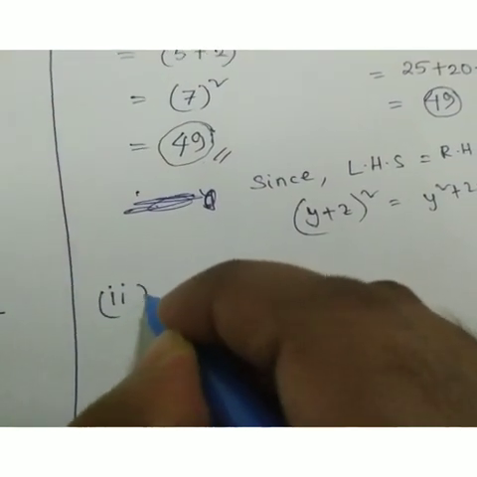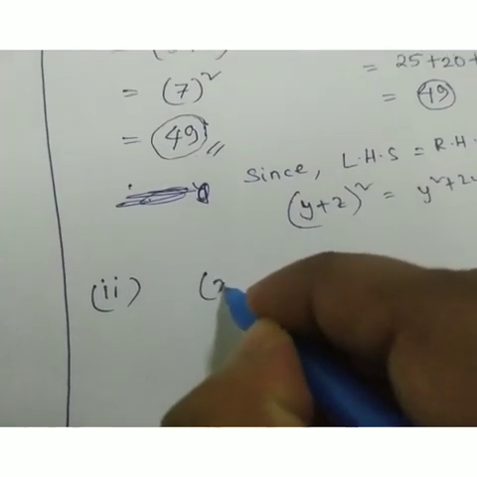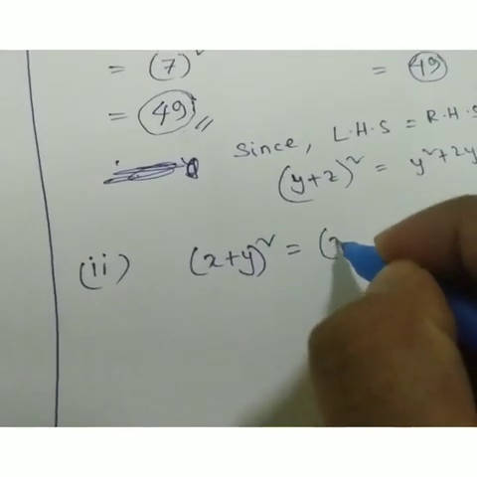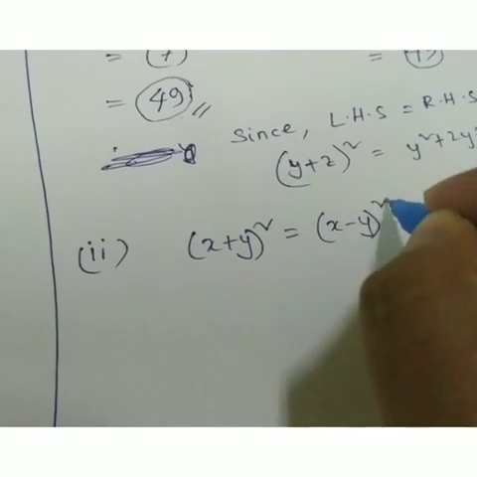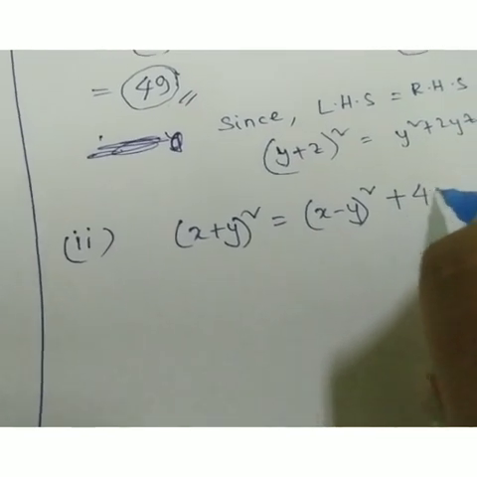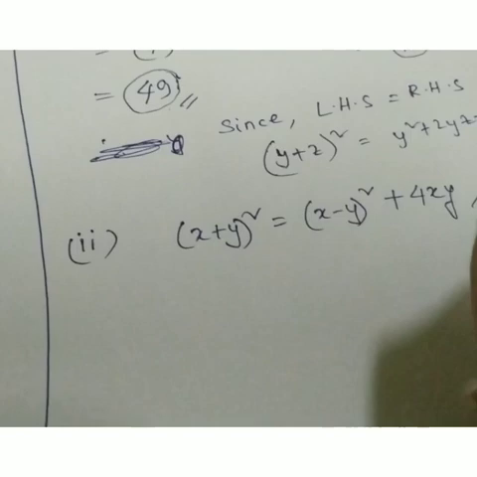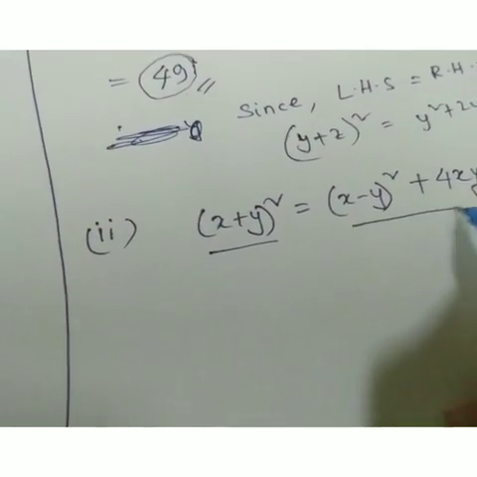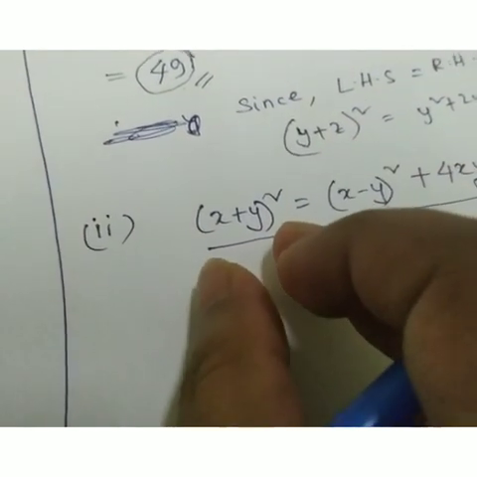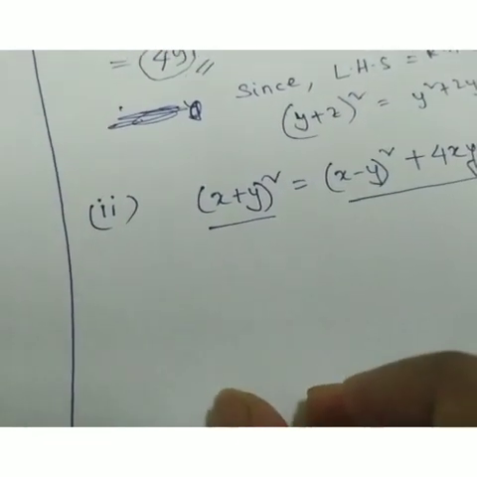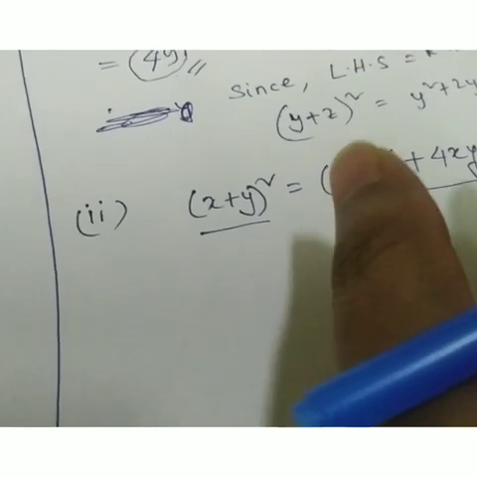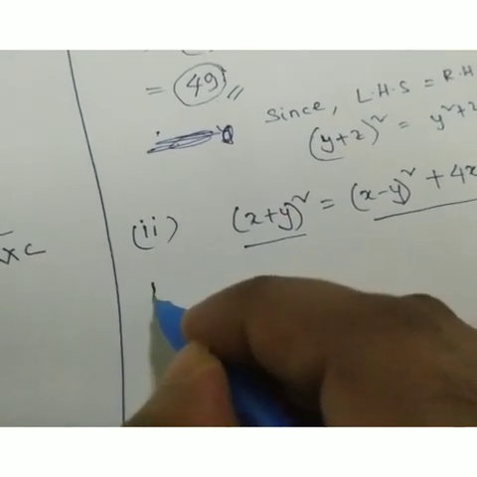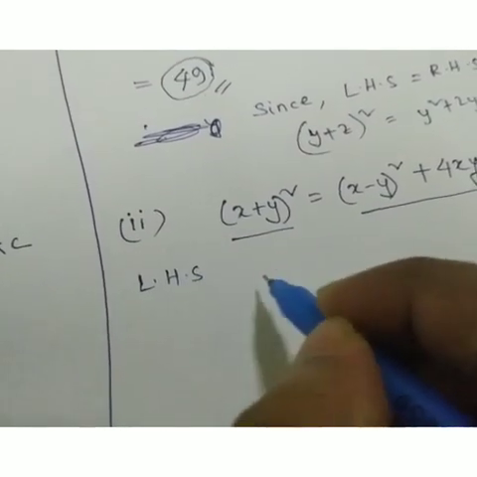Let's say number 2. The question is given x plus y whole square equals x minus y whole square plus 4xy. So I need to prove, this is my left hand side, this is my right hand side. I need to prove that x plus y whole square, the value which I get over here, will be equal to the value which I get over in this side. So again we'll start with left hand side.